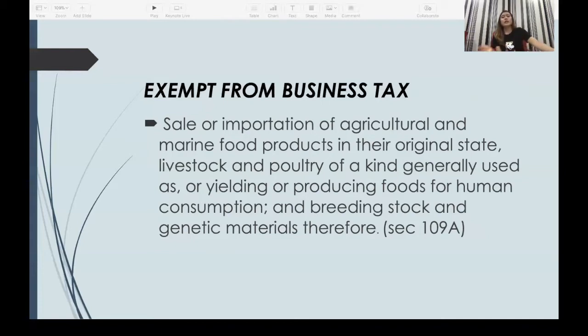So, what is it? It is a sale or importation of agricultural and marine food products in their original state, livestock and poultry of a kind generally used as or yielding or producing foods for human consumption and breeding stock and genetic materials therefore.